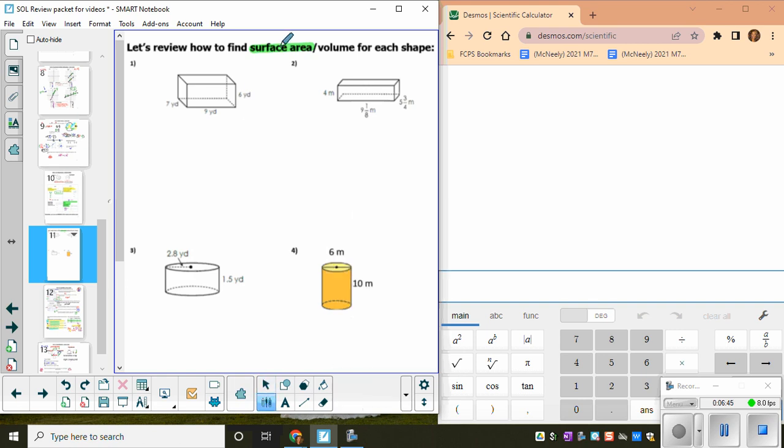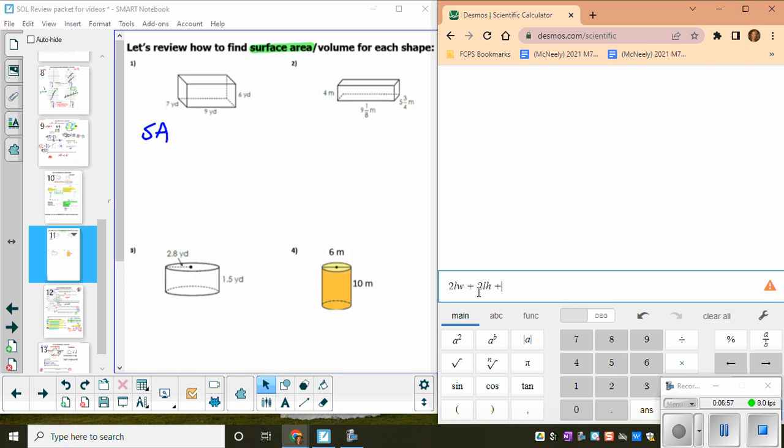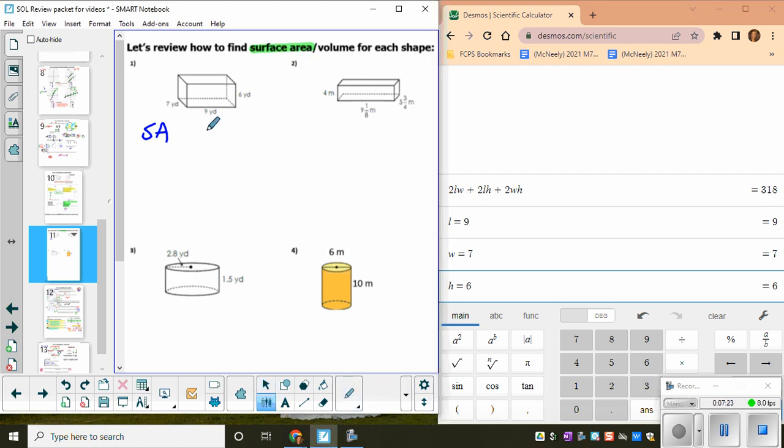All right, so for surface area of this prism, I'm going to just come through over to Desmos, and I'm going to tell it the surface area formula, which is 2LW plus 2LH plus 2WH. You will have a formula sheet for this, so you don't need to worry about memorizing that. You just need to know how to read the shape to come through and say, okay, the length, this is 9 across. The width is 7 wide, and the height is a 6. And once we've told it the correct formula and we've given it the dimensions, we can get the surface area here is 318 square inches. Or sorry, square yards.